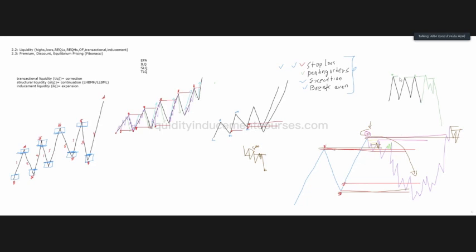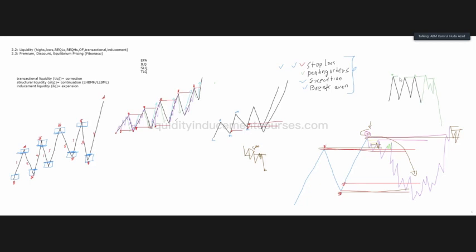The purpose of transactional structure and all of this is to show you the cycle in the market, how price tends to move from structural to transactional to inducement to efficiency, and price does this continuously. That is the liquidity cycle. It happens on all time frames.